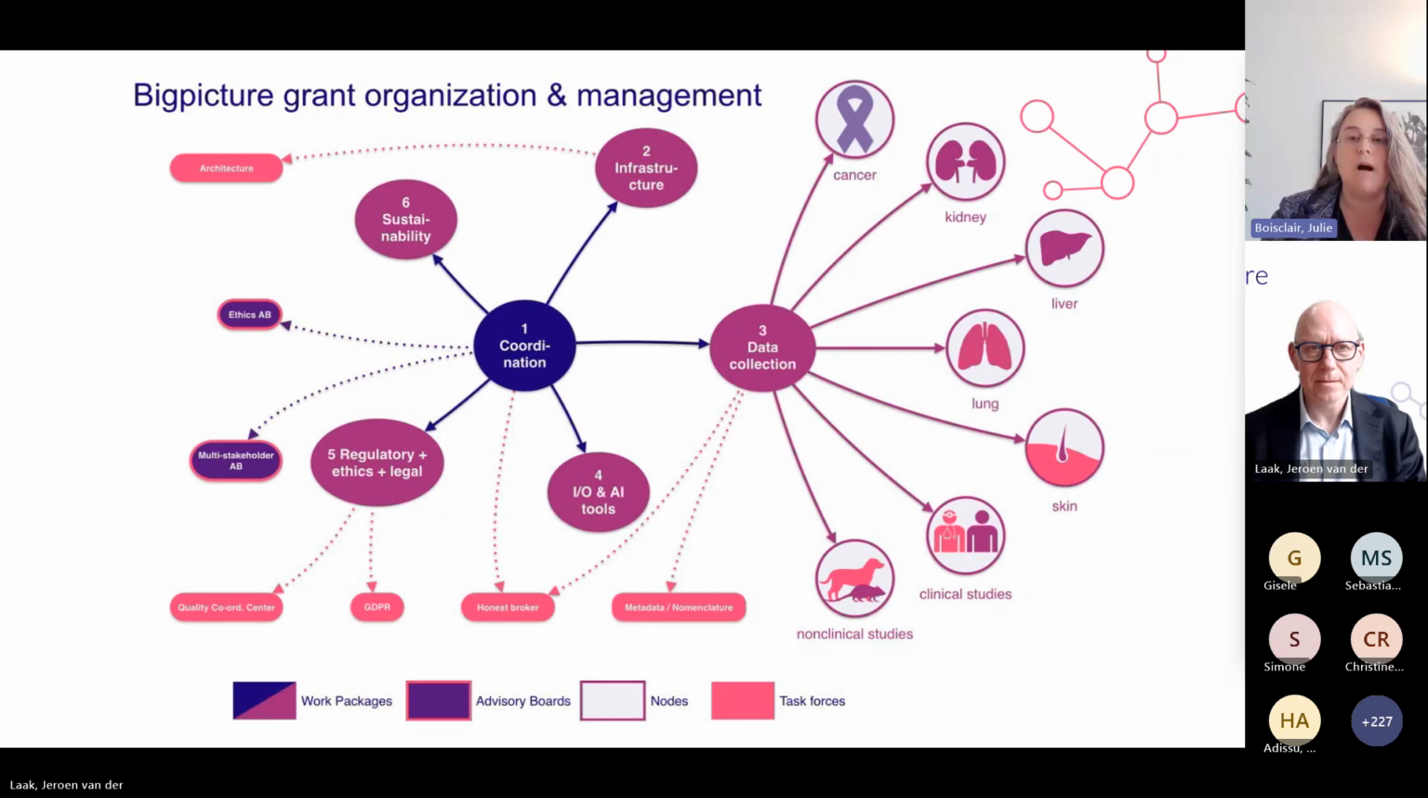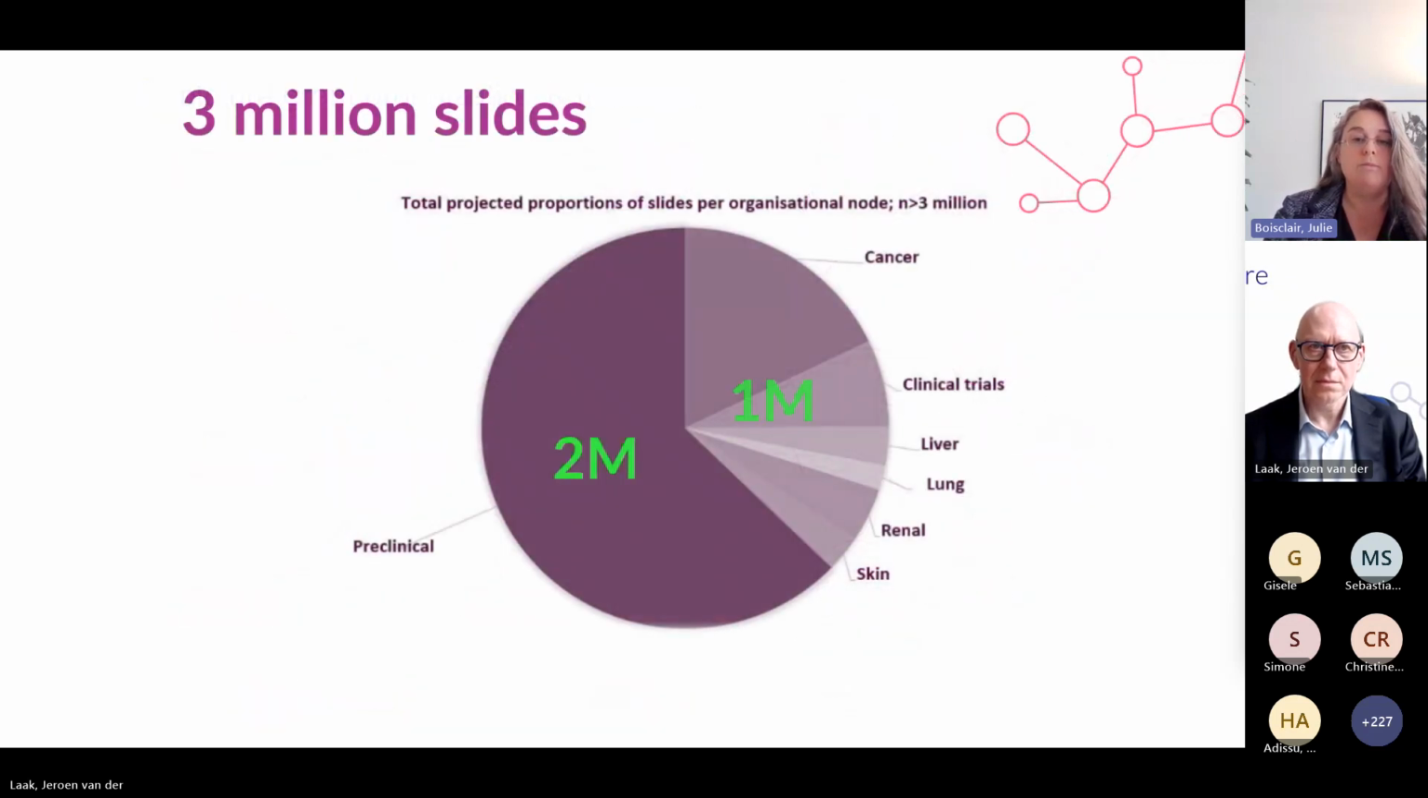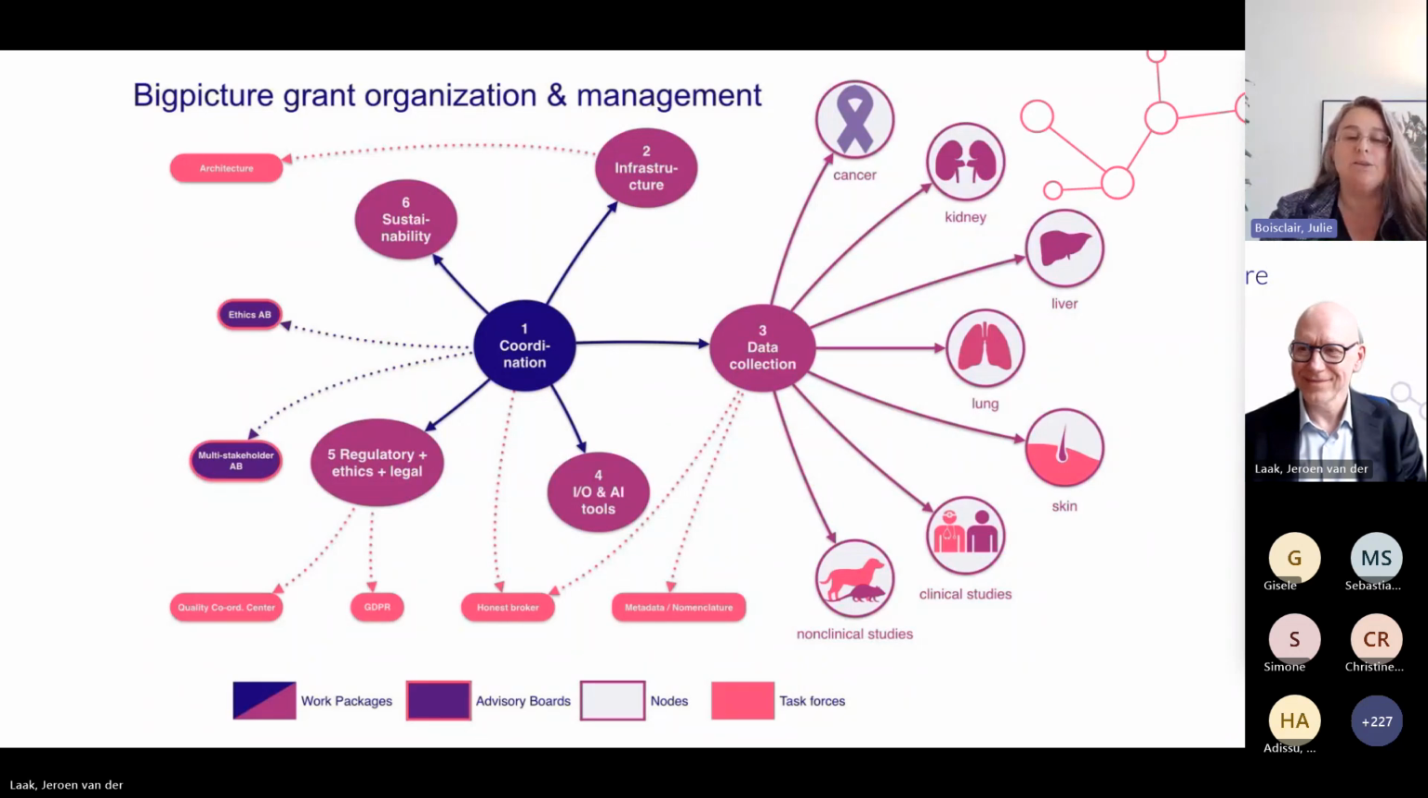At the heart of it, you have what we call the data collection or the node coordinator. And you can see that we have very various organs that we will sample in the clinical settings. So cancer, kidney, the liver, the lungs, the skin. We also have some clinical studies, and then we have the non-clinical node that will collect the slides from the toxicology studies from the pharmaceutical companies. So to go just a little bit back, please, I'll just finish the, sorry, Jeroen.